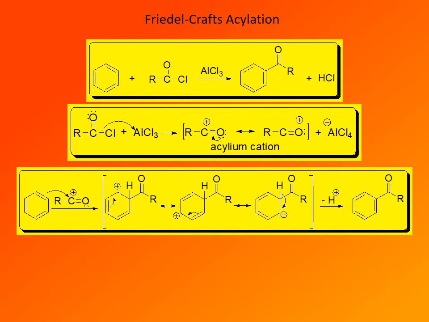Reaction mechanism involves electron donation of a pi electron pair to acylium, from benzene to acylium cation, and formation of the intermediate cyclohexadienyl cation. Loss of proton results in a formation of corresponding phenol or acylbenzene.